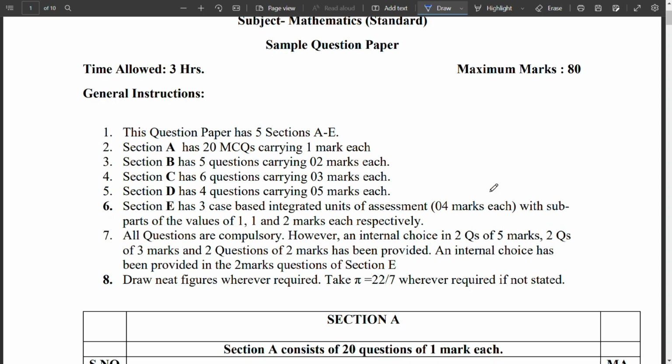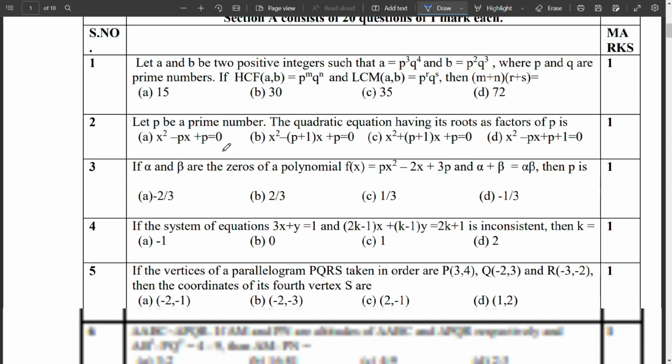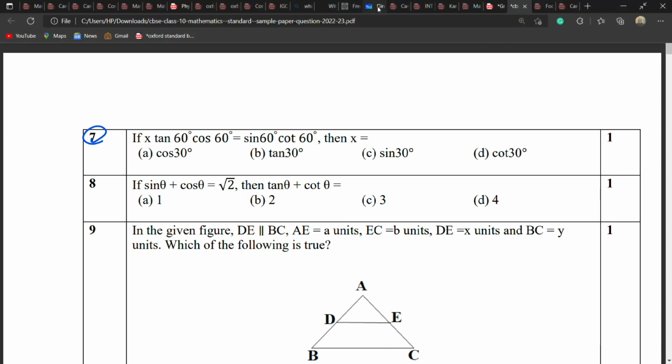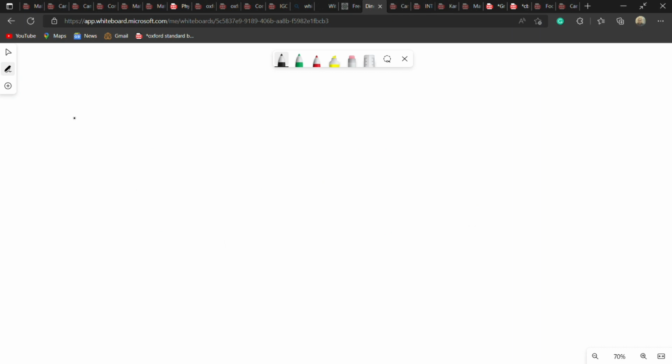Our first question of trigonometry is question 7, which states: if x tan 60 cos 60 equals sin 60 cot 60, then what is x? You have to find x, and the options are A: cos 30, B: tan 30, C: sin 30, and D: cot 30. So let's start solving. Let's open the whiteboard.